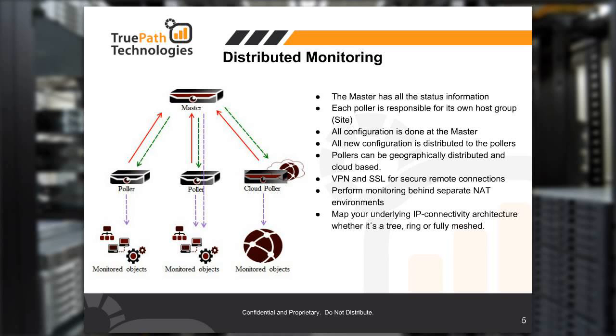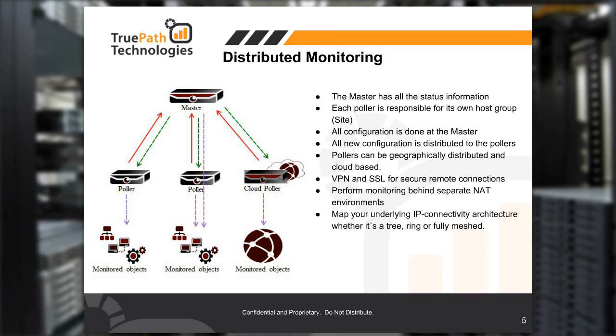Each poller has its own host group, so you can set that up so that the California poller is only talking to the California host group. You have your Spain poller only talking with the hosts that are in Spain, and so on. All of the configuration of the distributed parts is done on the master's web-based interface. It's set up with VPN and SSL for secure tunnels. You can even perform the monitoring behind separate NAT environments.